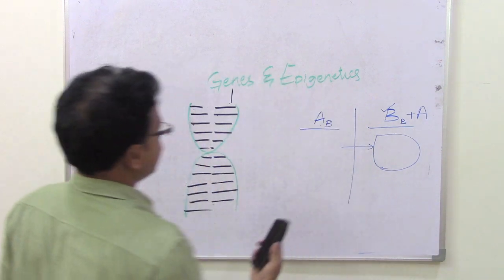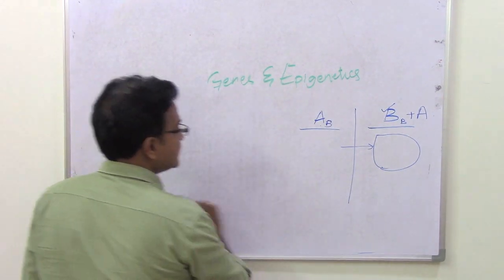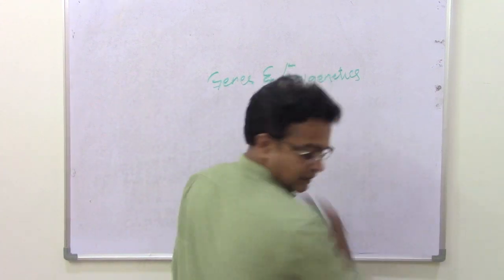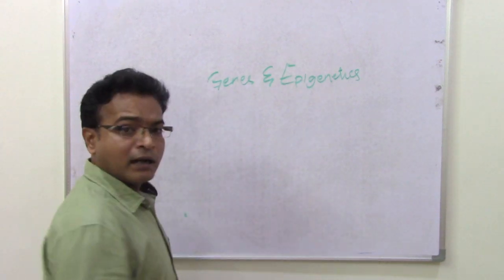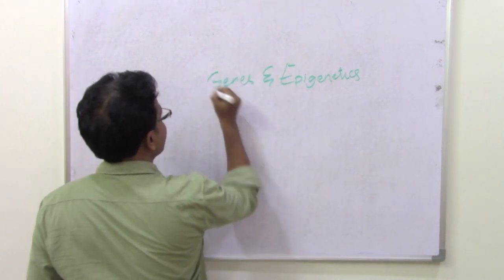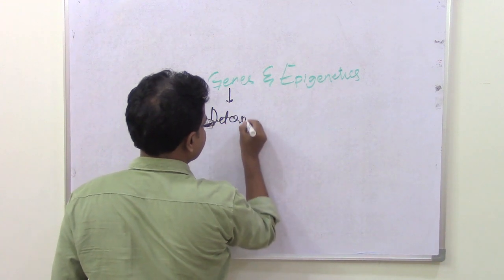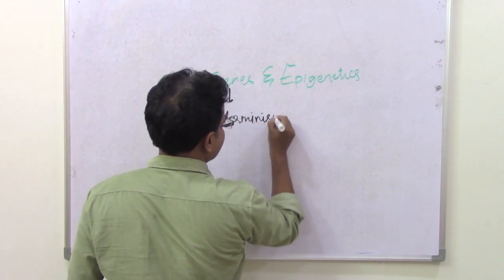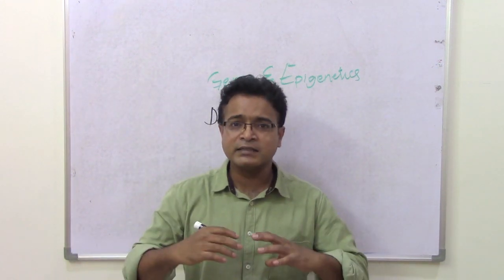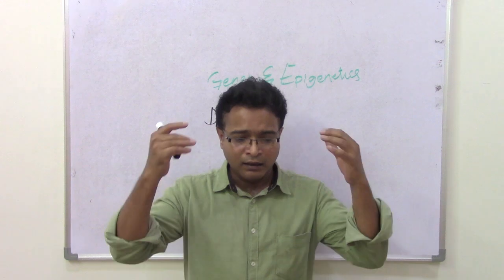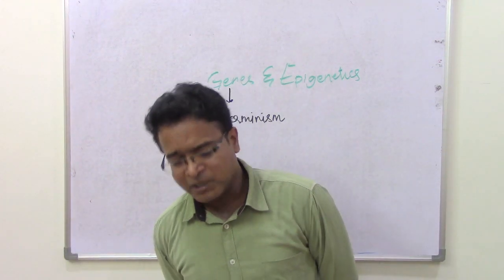Since then we have had a firm understanding that genes determine a person's health or disease. This is called genetic determinism. Genetic determinism means our genes dictate our biology. So that's what genetic determinism means.